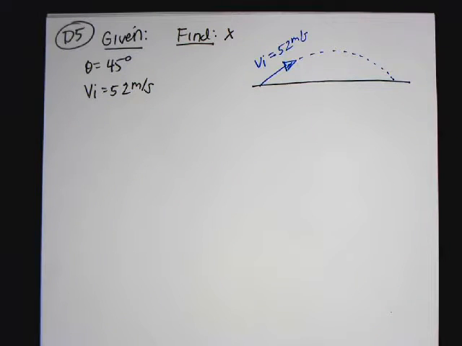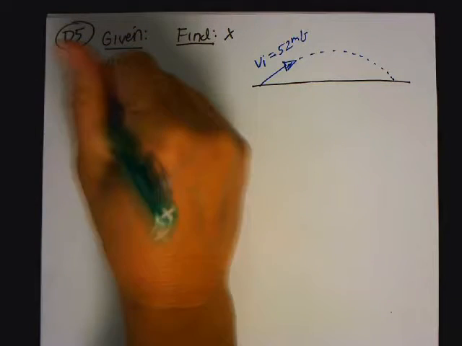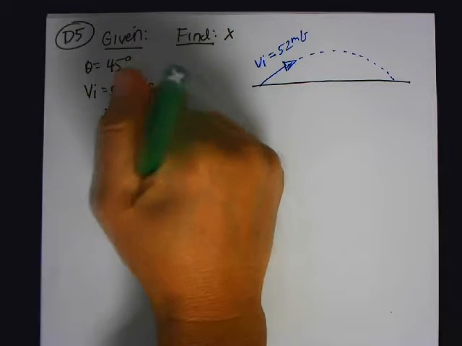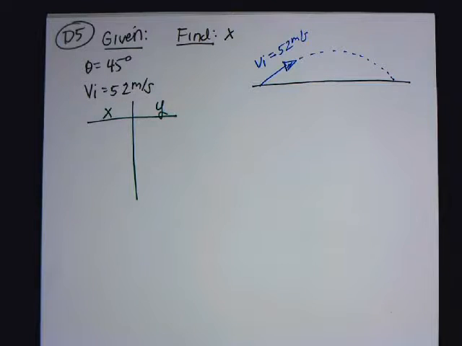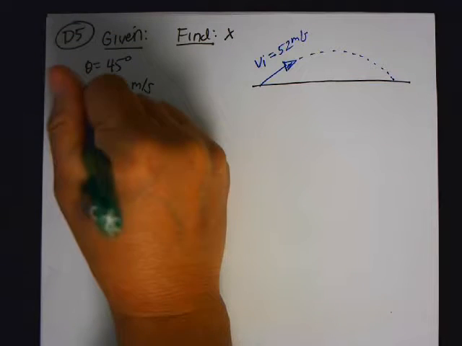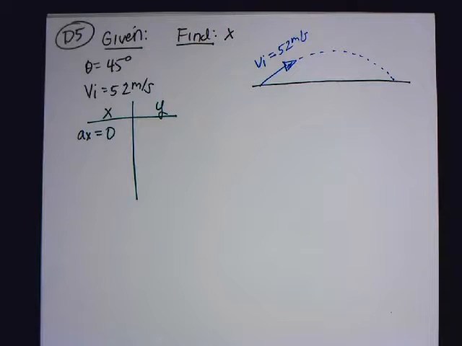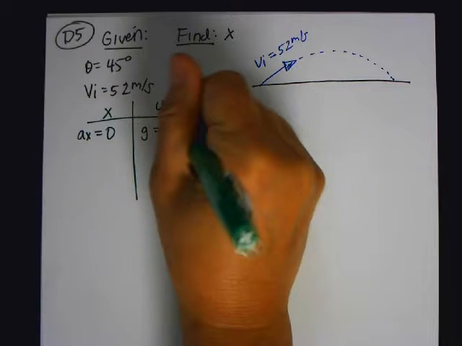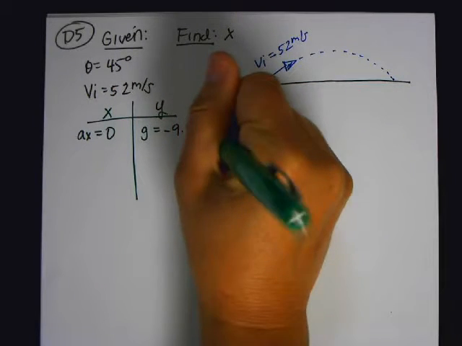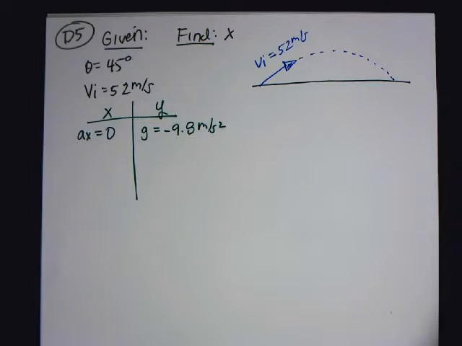The first thing I'm going to do is write my given, but I'm going to separate my given into x and y. The first thing that I'm going to write on every single problem is AX is 0. There's never any horizontal acceleration. And g is equal to negative 9.8 meters per second squared. That's never going to change either.